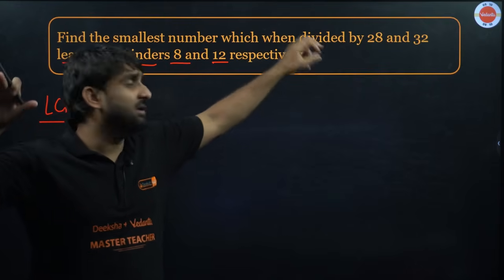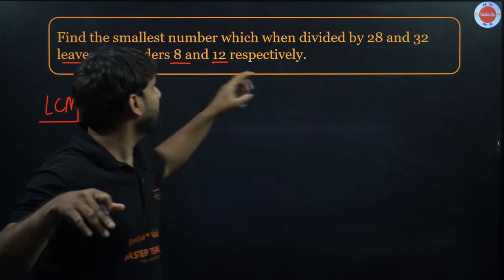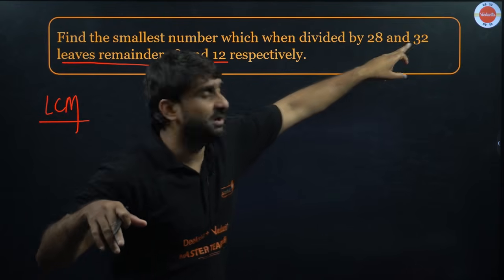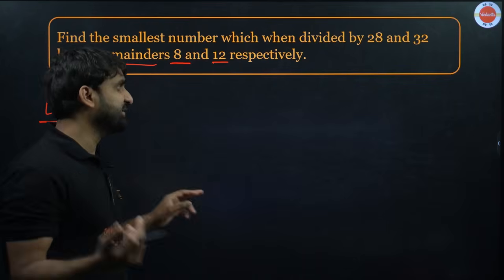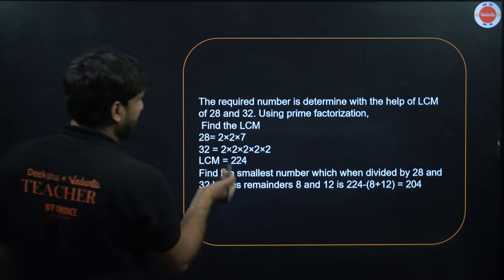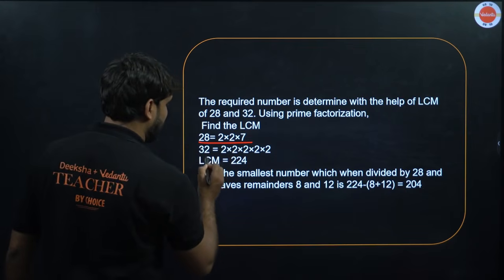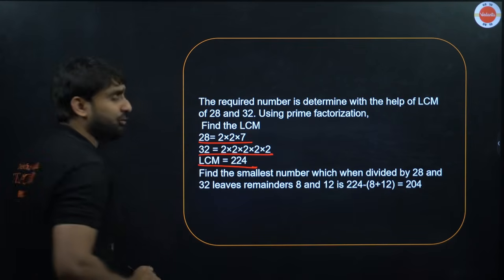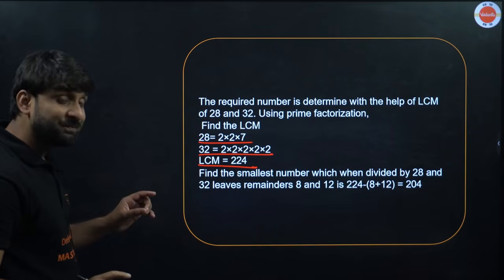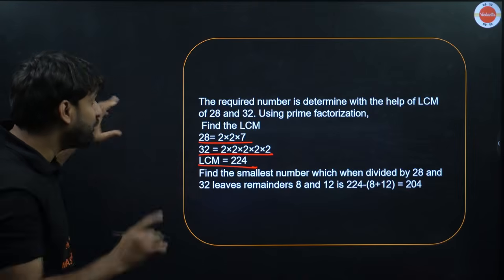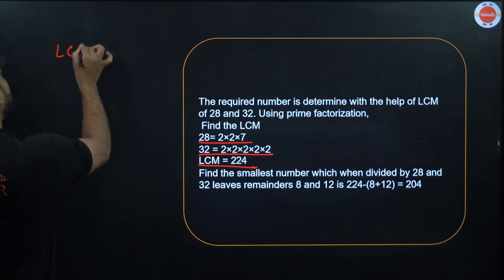So when that number is divided by 28, remainder will be 8, and when that number is divided by 32, remainder will be 12. So this is the question. So very easy question. So basically I have already told you we are finding here LCM. So by taking the prime factorization of 28 and 32, the LCM will be 224. But here the remainder is 8 and 12. So what we have to do when you find out LCM?